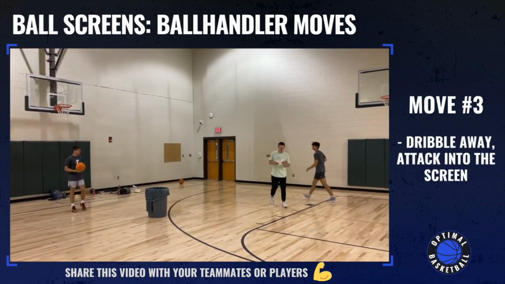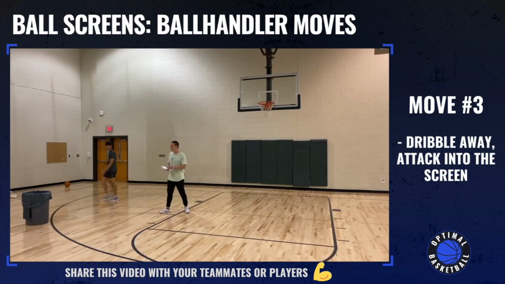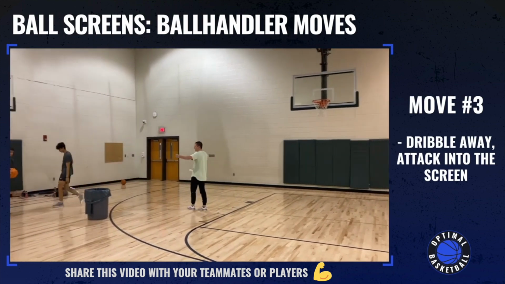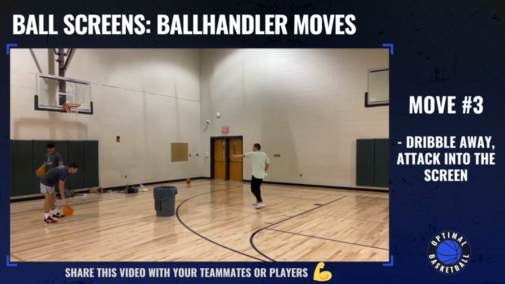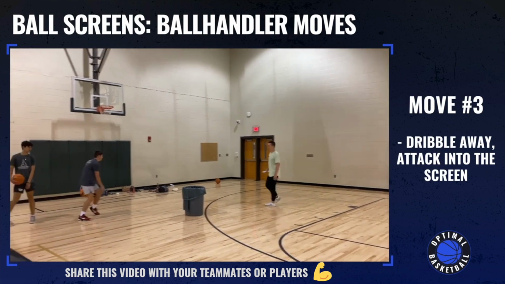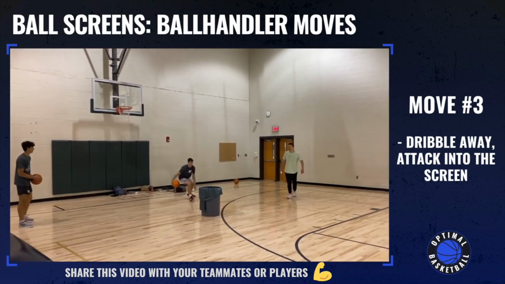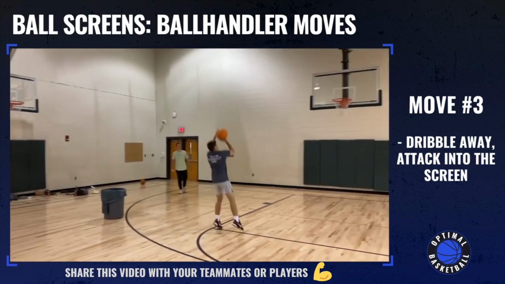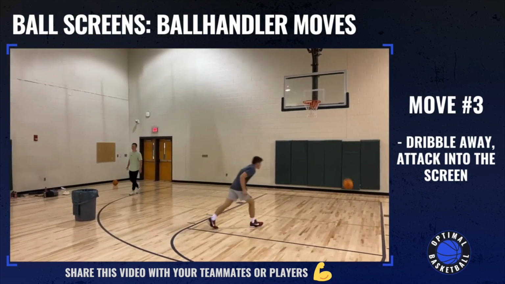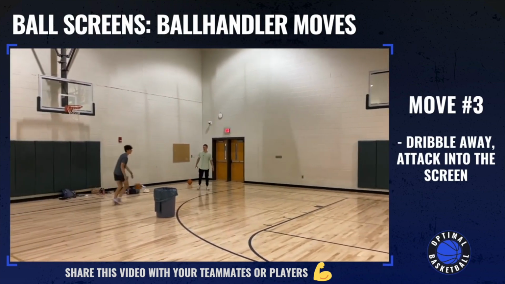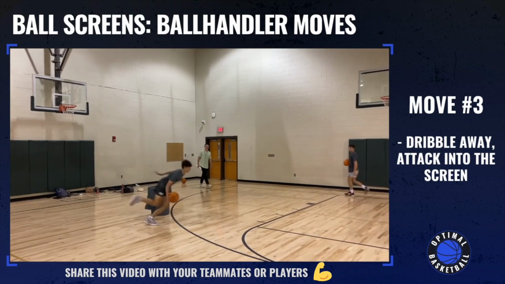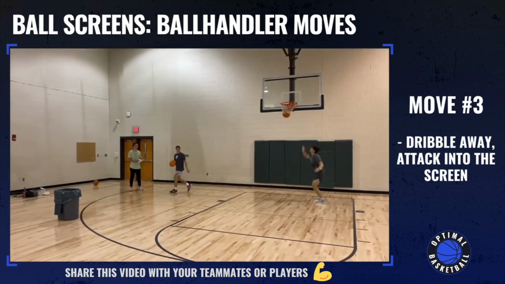Now we're going to go dribble away from the screen. Like we did a second ago, dribble away that way, and then you're going to attack off the screen. The idea there is you're running your defender away from the screen, and then you're going up, attacking off the screen. Dribble away from the screen, good. Now you're coming off of it. There we go, good.